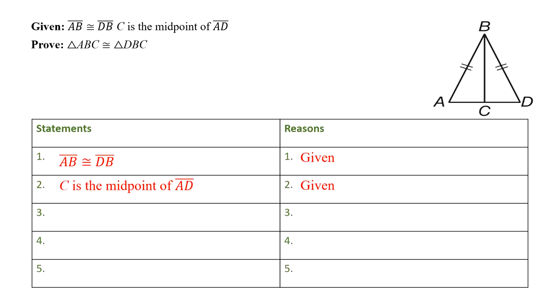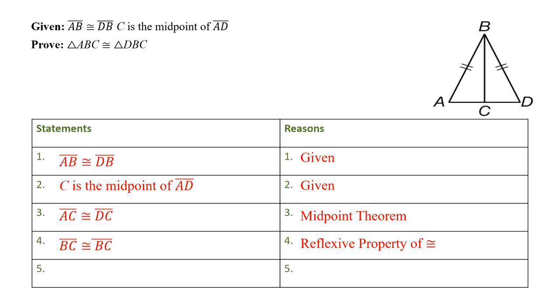That's line 4. What I'm going to go with first, though, is that AC is congruent to DC, because that flows better with the midpoint theorem, which is the reason. Because C is the midpoint of AD, we can say AC is congruent to DC because of the midpoint theorem. Then line 4, we have BC is congruent to BC from the reflexive property. We've been given one side congruent and proven the other two are congruent. So we can say the triangles are congruent by the SSS postulate. You can list postulate if you want. You don't have to. Just SSS lets me know you know what you're doing.